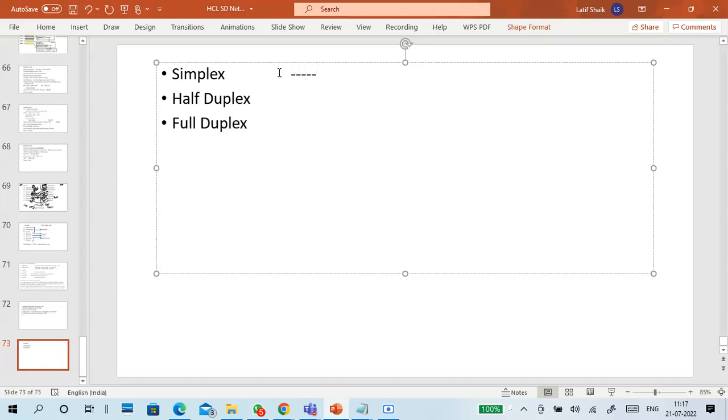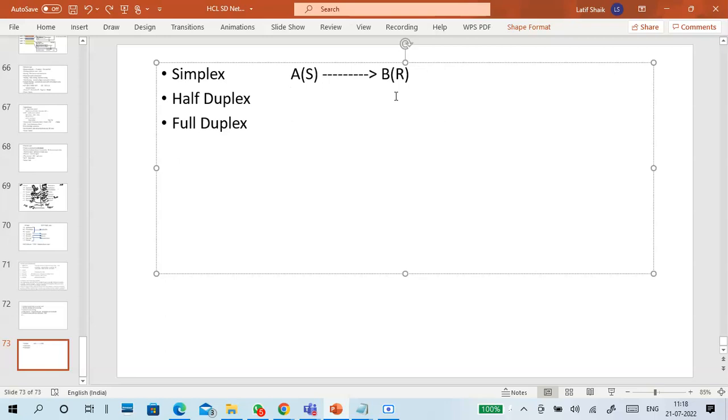What is simplex? It's a one-way communication only. It means if you are sending a message from A to B, so A sends a message to B. That's it. No receiving kind of stuff. Sending, but not receiving. You can't receive. This side is receiving, not sending.